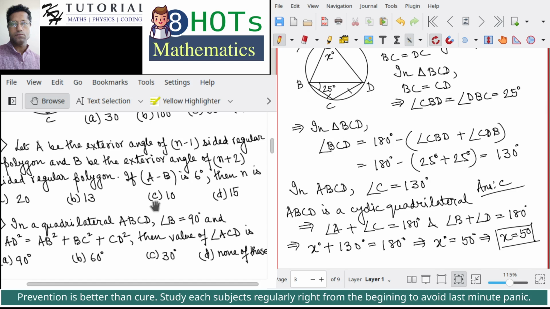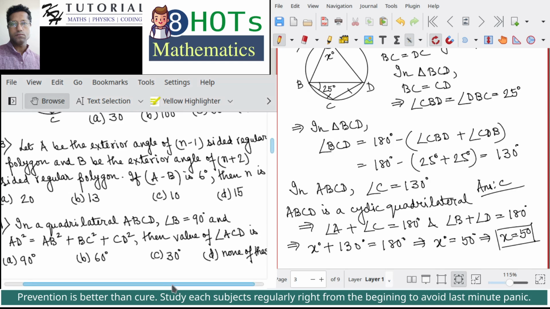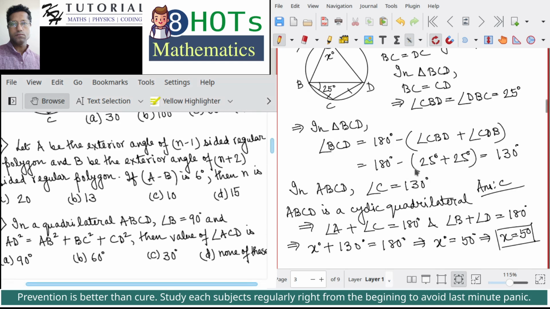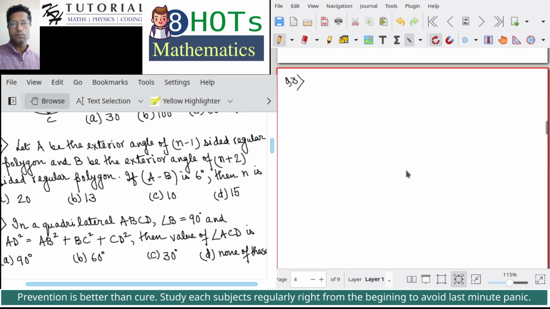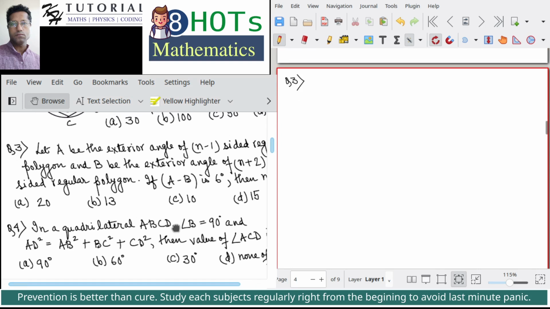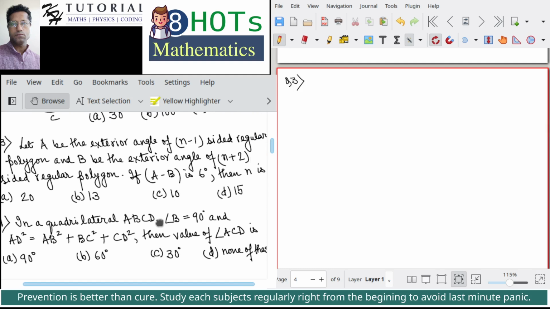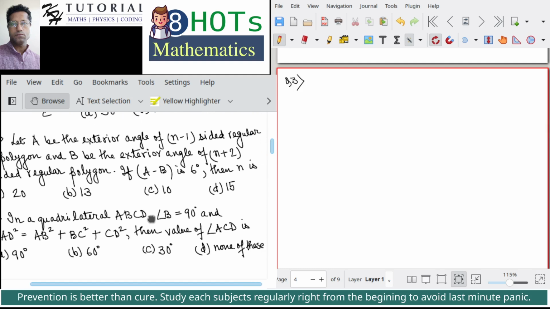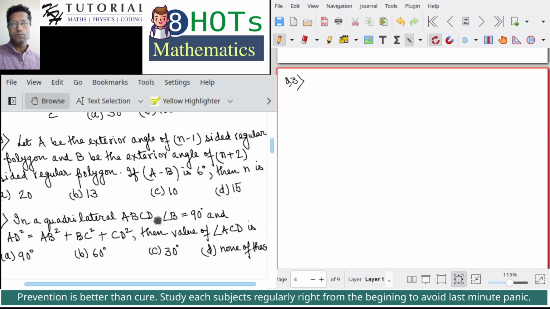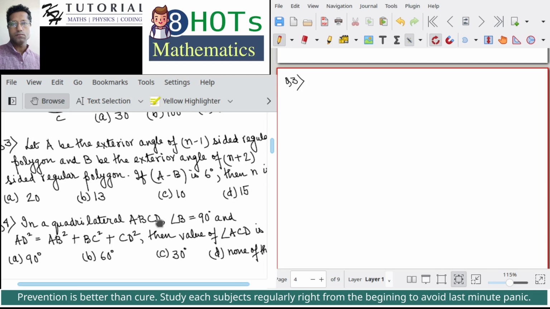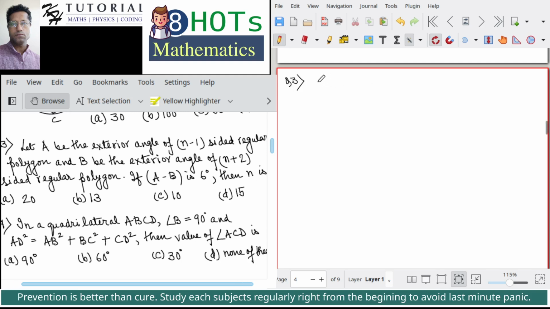Okay, let's do problem number 3. Let A be the exterior angle of n-1 sided regular polygon, and B be the exterior angle of n+2 sided regular polygon. If A minus B is 6 degree, then we have to find the value of n. So what is A given? A is equal to the exterior angle of n-1 sided regular polygon.